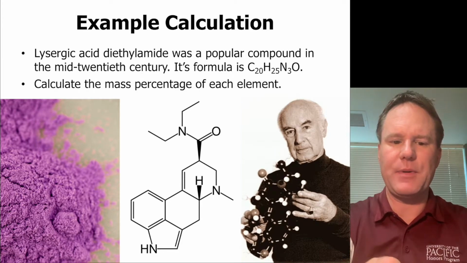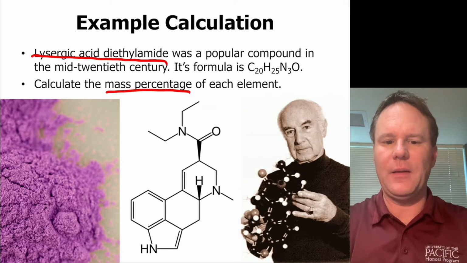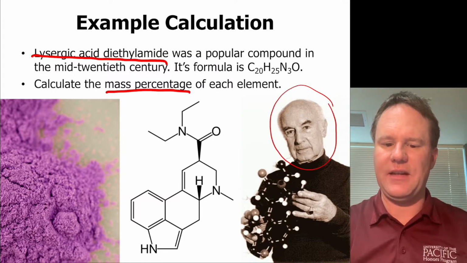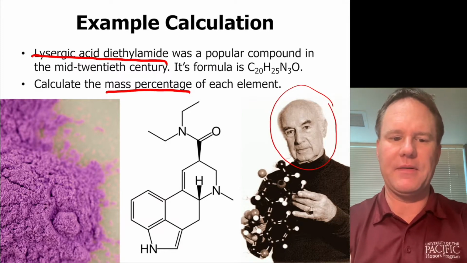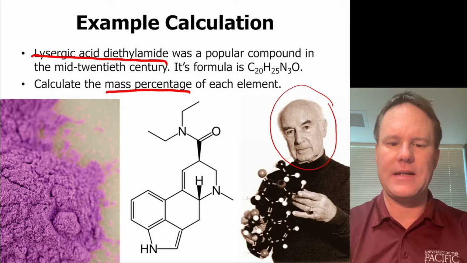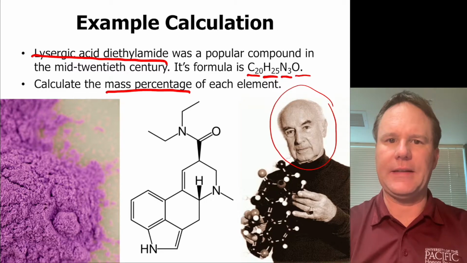How about the mass percentage of a compound called lysergic acid diethylamide, and this guy is here, the inventor of it. It was a very popular compound in the mid-20th century. And so how would we calculate the mass percentage of the 4 elements, carbon, hydrogen, nitrogen, and oxygen in it?